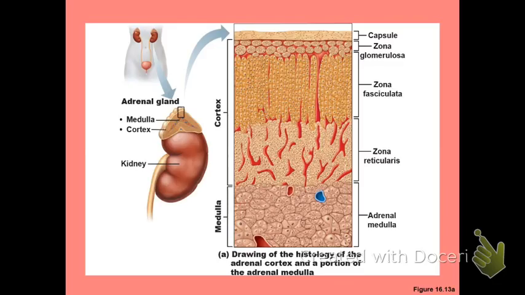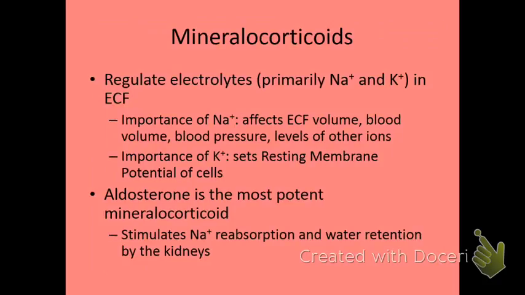This is just a diagram of the layers of the adrenals. They sit right on top of the kidneys, so they're called the suprarenals or adrenals, and they have the different zones here above the adrenal medulla, which is on the inside. Mineralocorticoids regulate the electrolytes, primarily the sodium and potassium.